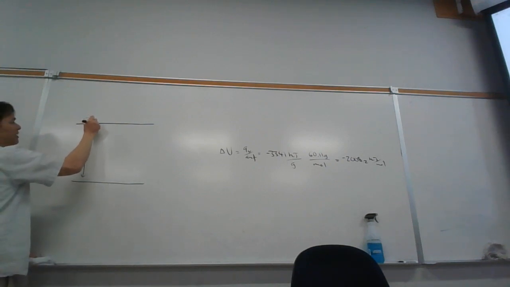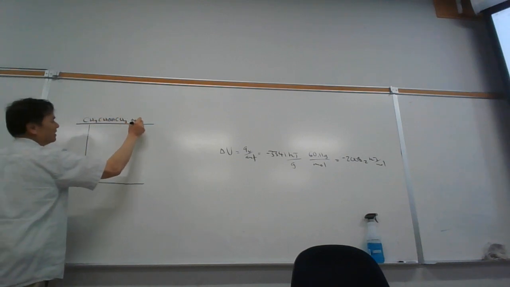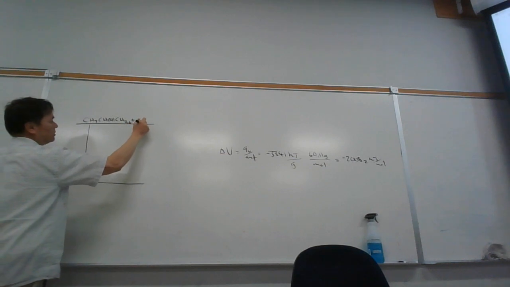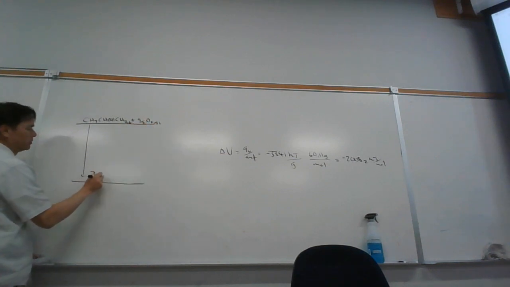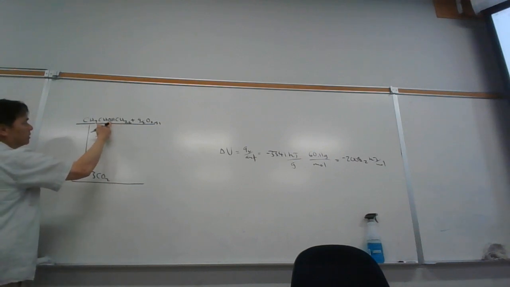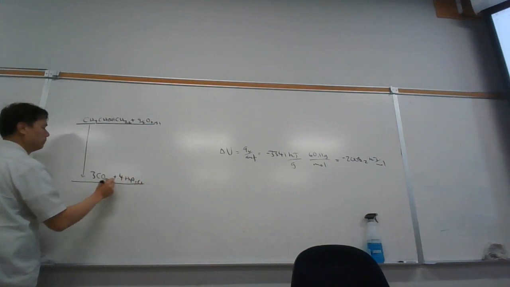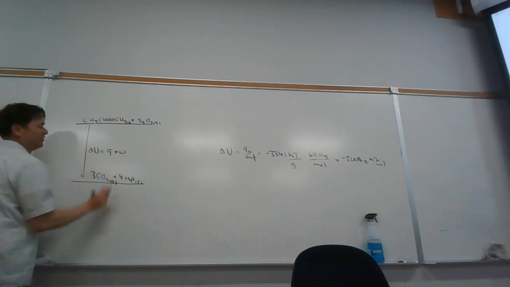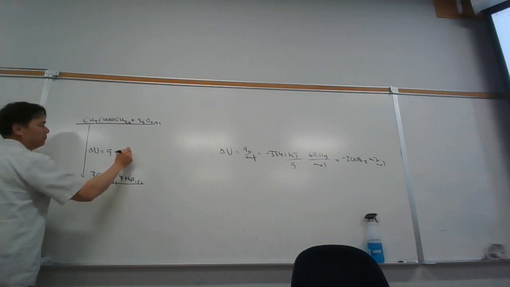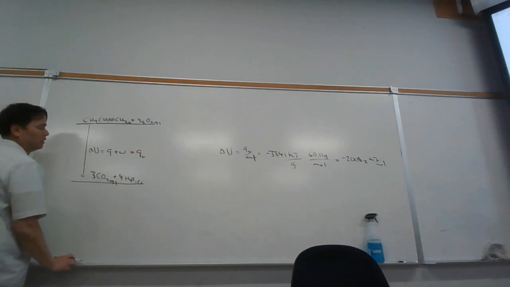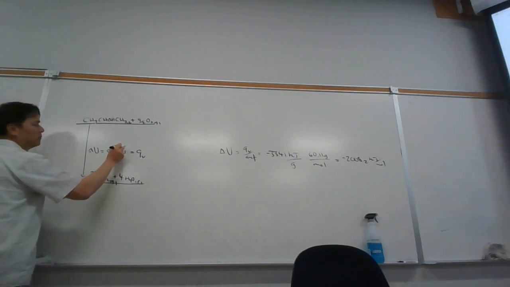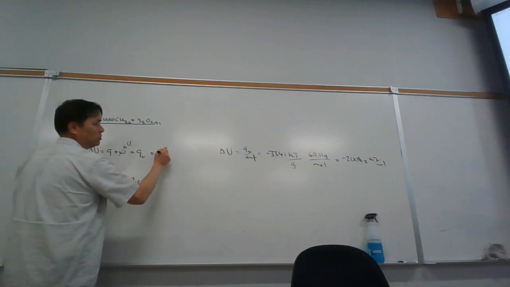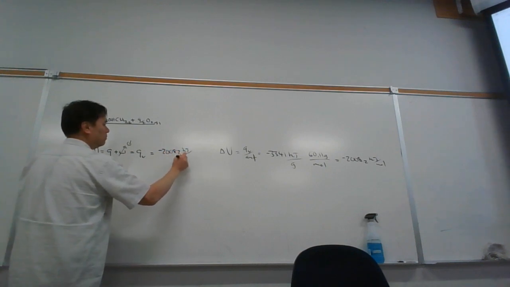in the bomb. So we have CH3CHOHCH3 plus how many O2s do we have? 9/2 O2 gas. It's going to produce 3 CO2s and 4 waters. So we have here delta U is equal to Q plus W. Since this was done in a bomb, this is going to equal QV, because at constant volume, we aren't going to have any work done. So W is 0, which gives us negative 2008.2 kilojoules per mole.